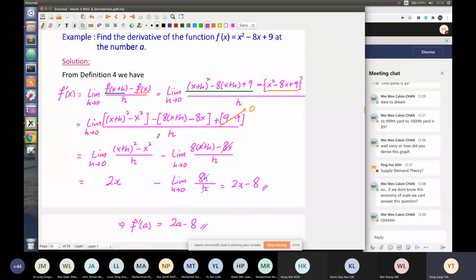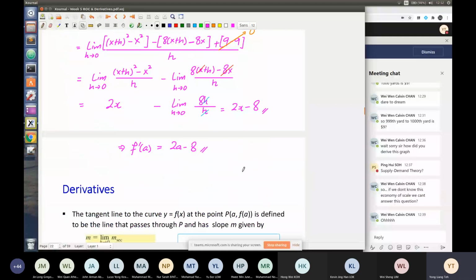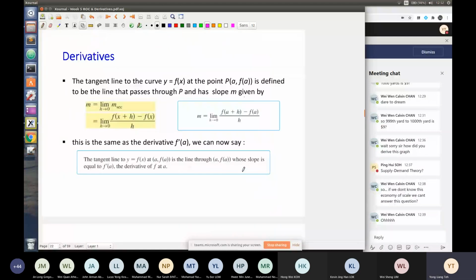Okay, if you don't like to break it up into the individual limit terms, you can just expand. You expand this and you expand this, then you just cancel off terms, simplify your expression, and take your limit. You still get 2x minus 8. So derivative here, it's just repeating what we have gone through.